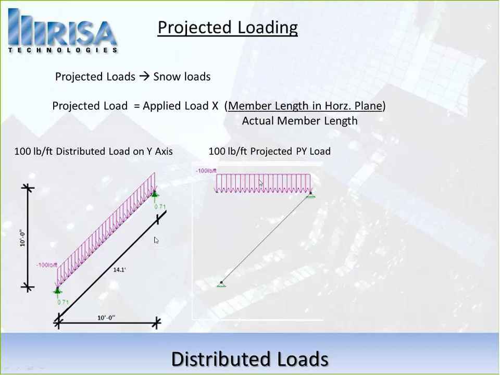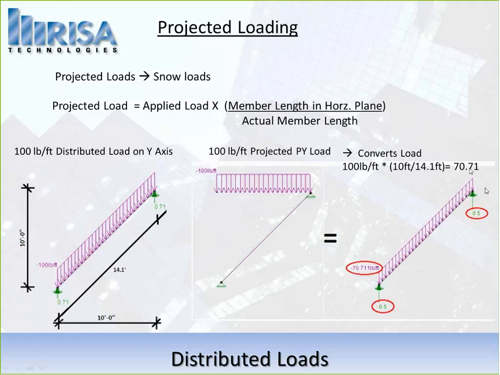So that number changes, and what we're doing is converting it from 100 times the 10 feet, which is the distance horizontally, divided by the actual distance, or the actual member length, 14.1, and that comes out to be about 70.71 in this example. So when you say, I want 100 pounds projected in the PY, what you're really getting is 70.711 applied on that along the distance.